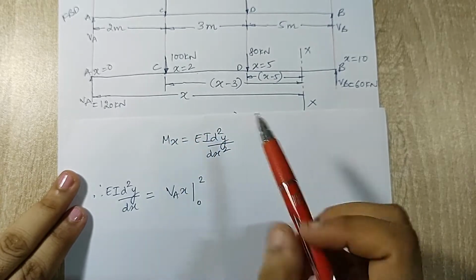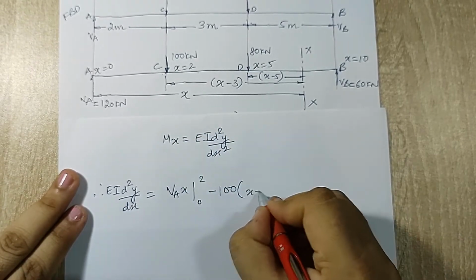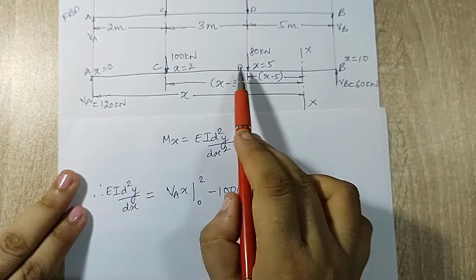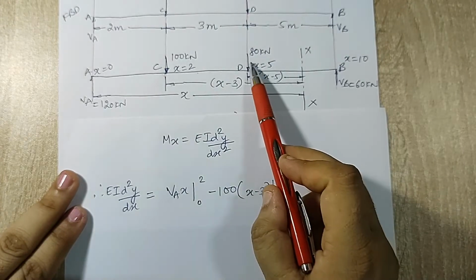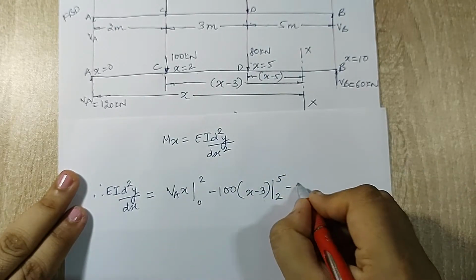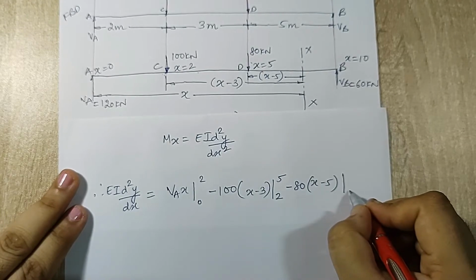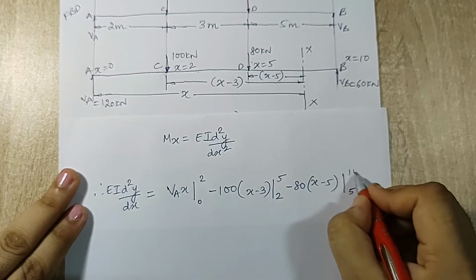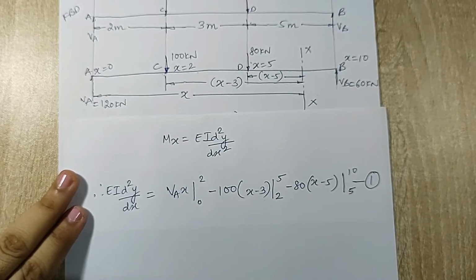Next I have 100 going anti-clockwise, so I have minus 100 into the distance, which is x minus 3. The domain will be from C to D, so it is from 2 to 5. Next, 80 kilonewton is going towards the slider, so minus 80 into x minus 5. The domain is from 5 to 10. So this is my first equation. This equation is called the moment equation.